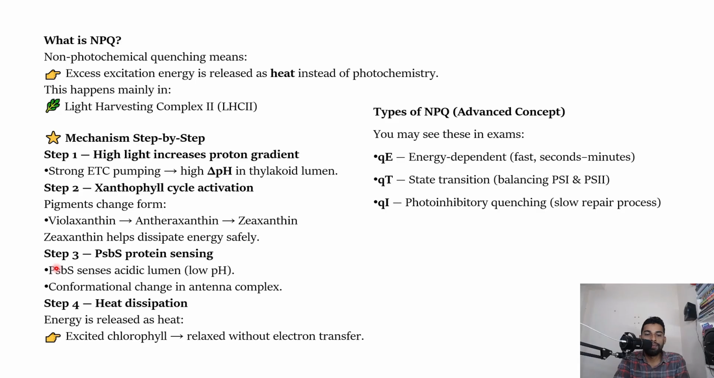Step 3. PSBS protein sensing. PSBS senses low pH, that means acidity. PSBS senses acidity here, causing conformational changes in antenna complexes. So PSBS identifies antenna changes. Step 4. Heat dissipation. Energy is released as heat. Here excited chlorophyll relaxes without electron transfer. That means the plant is not solving the problem with electron transfer, but by releasing the excessive light as heat.